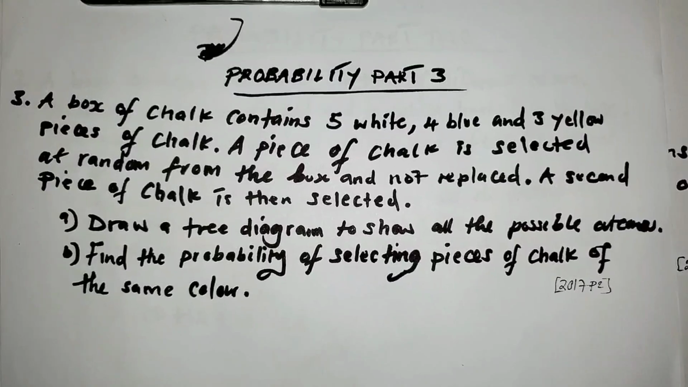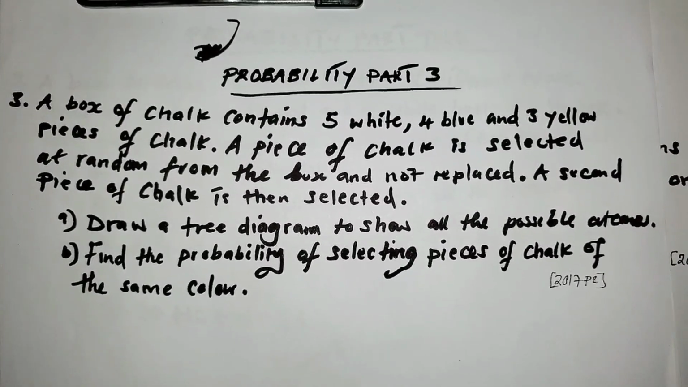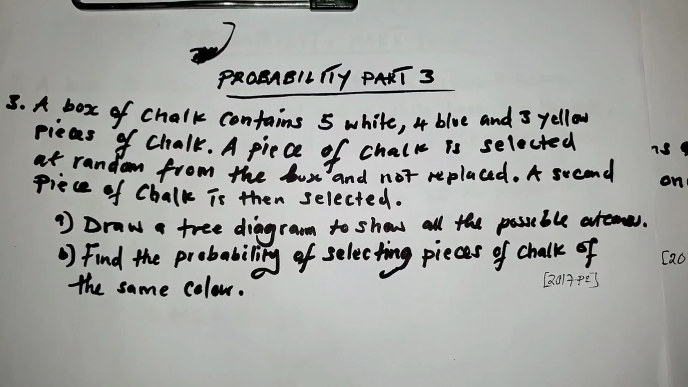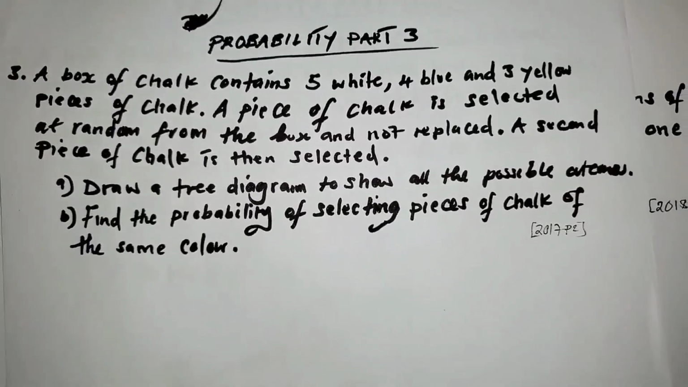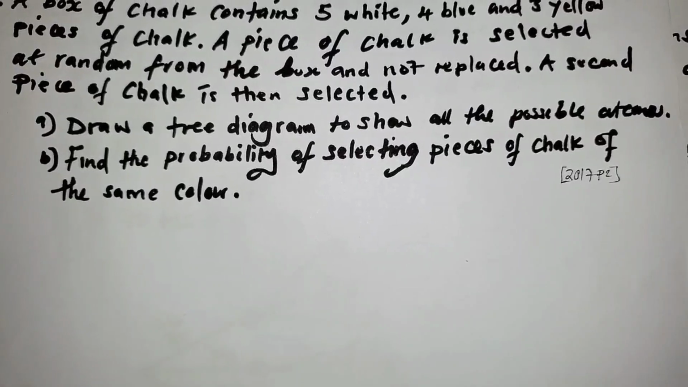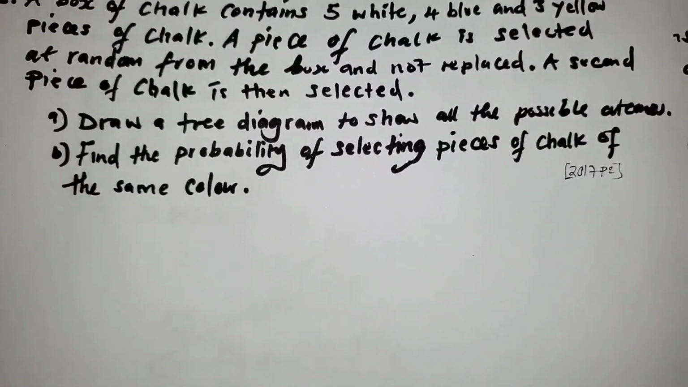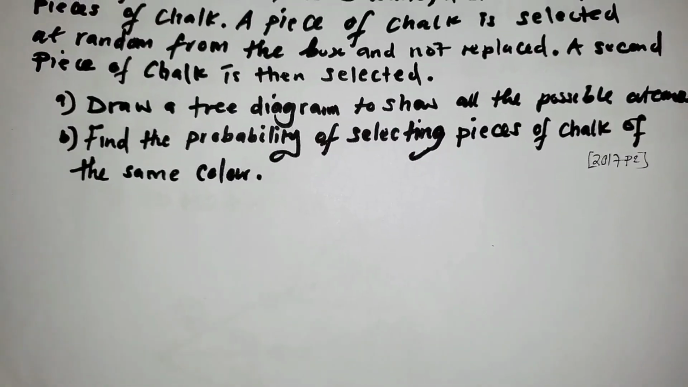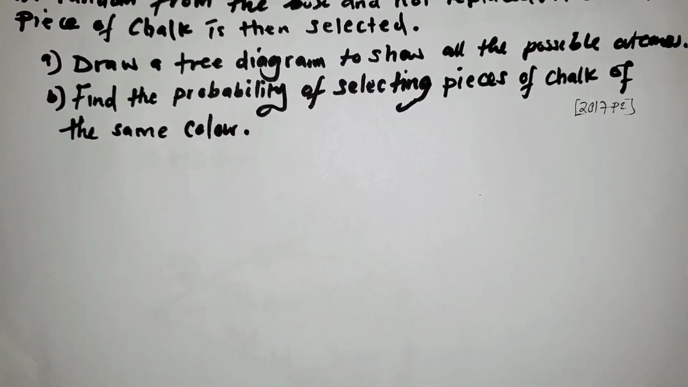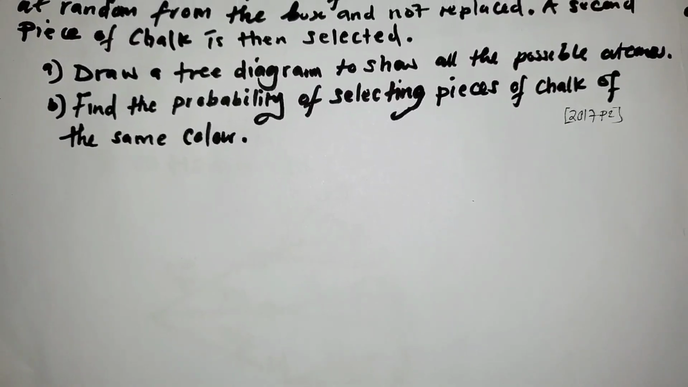So here, this question reads, this is 2017 paper 2, internal, and it says, a box of chalk contains 5 white, 4 blue, and 3 yellow pieces of chalk. A piece of chalk is selected at random from the box and not replaced. A second piece of chalk is then selected. The first question is saying, draw a tree diagram to show all the possible outcomes. The second question is saying, find the probability of selecting pieces of chalk of the same color.